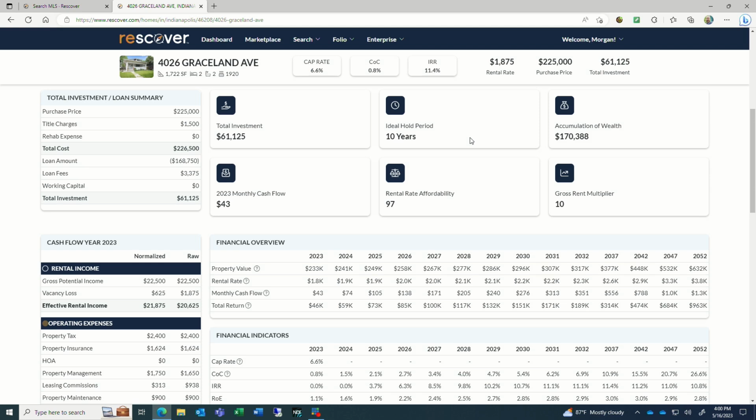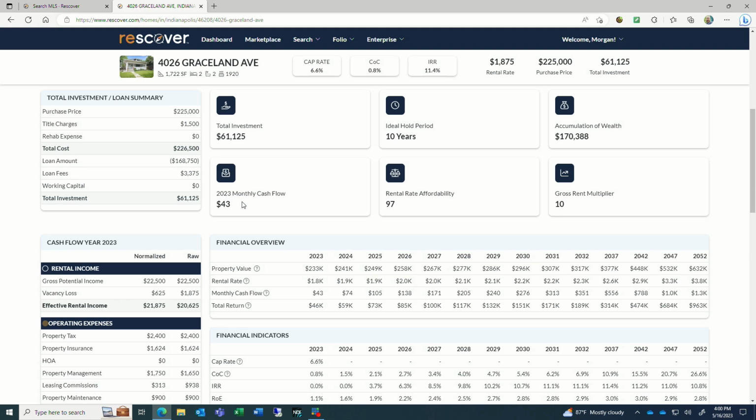The other metric that we have here is 2023 monthly cash flow. So just the first year, we just want to check this out. We get a total of $43 of expected monthly cash flow. Woohoo! Yeah, we could go take the family to Whataburger or something. So anyway, rental rate affordability, that's a pretty interesting one.